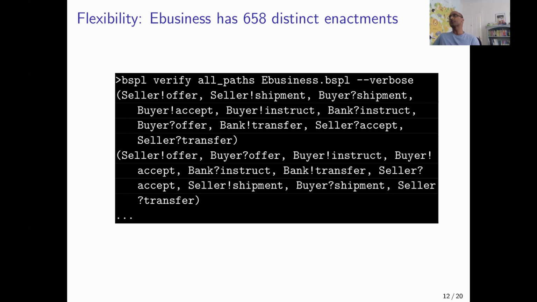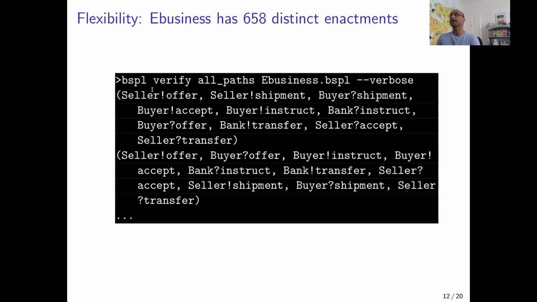And so this e-business protocol has 658 distinct enactments. And we have tooling with which you can verify protocols. This shows a snippet of the output of running verification on the e-business protocol. We are telling it to print out all the paths of the protocol.